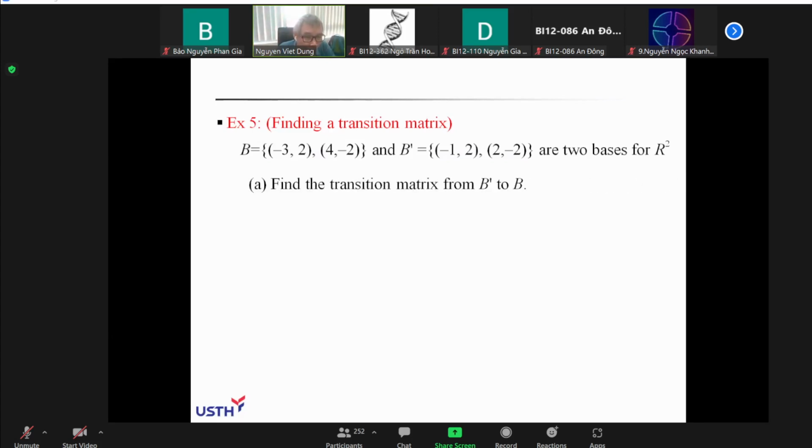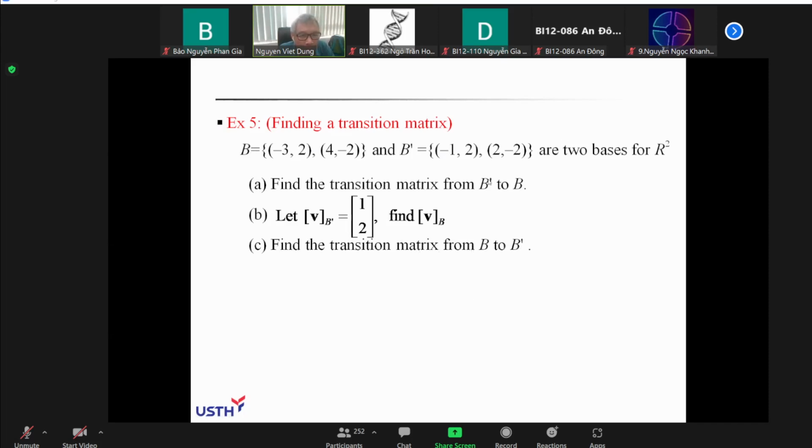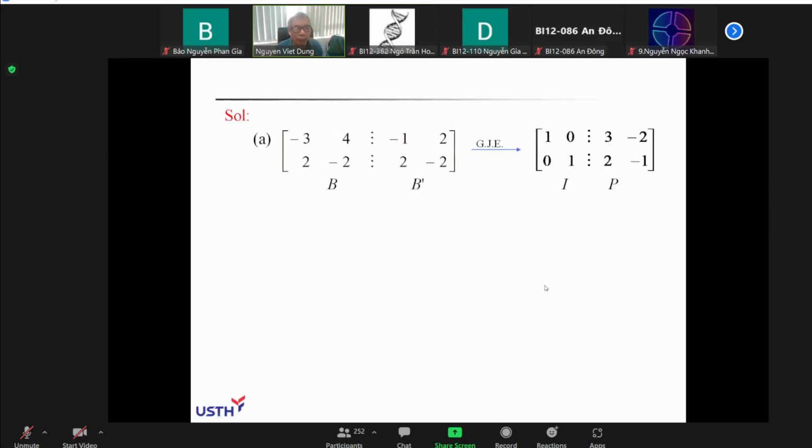The first one, you need to find the transition matrix from B prime to B. Second one, suppose that you already know the coordinate of V relative to B prime equals 1, 2, and you need to find the coordinate of V relative to B. And the last one, you need to find the transition matrix from B to B prime. Here is a transition matrix from B prime to B, and here is from B to B prime. How can you do it?